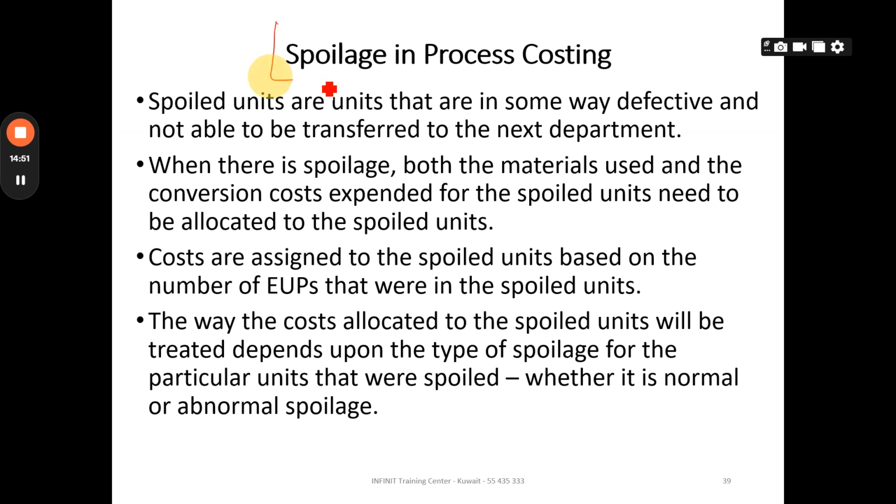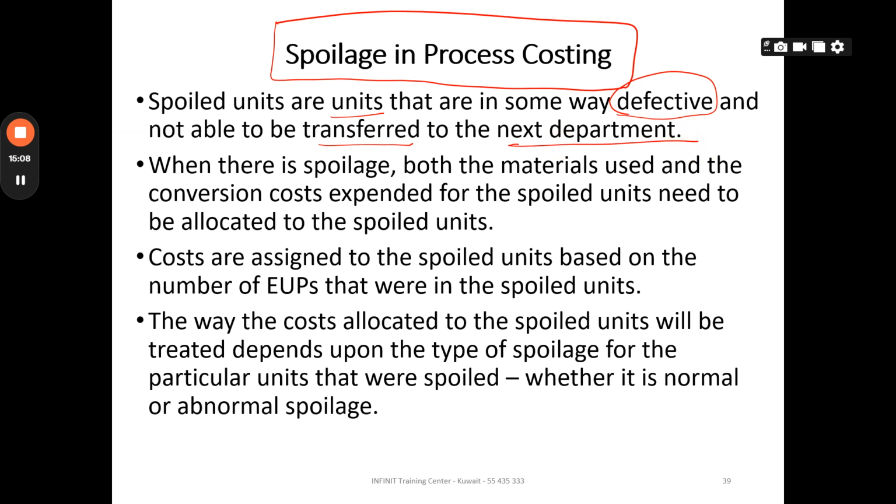Now we have the last topic in process costing, which is spoilage. We can see here, spoiled units are the units that are in some way defective and not able to be transferred to the next department. You are not able to transfer these goods you produced, because those are defective and you have to stop working on them. So when there is spoilage, both materials used and conversion cost expense for the spoiled units need to be allocated to spoiled units.